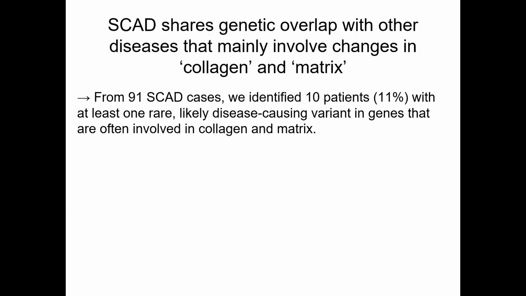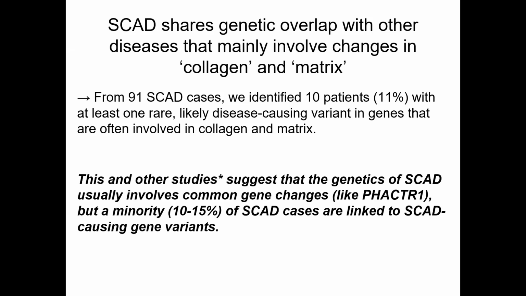To summarize the findings of that study, from 91 SCAD cases, we identified 10 patients, or 11%, with at least one rare likely disease-causing variant in genes that are often linked to collagen and matrix. And our paper and another study suggest, therefore, that the genetics of SCAD usually involve common gene changes, like PRACTA1, but in a minority, or about 10 to 15% of SCAD cases, the genes are linked to these rare gene variants.